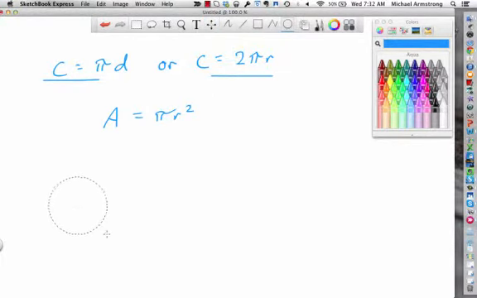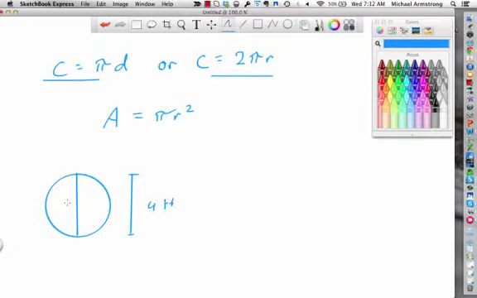So say we have a circle, and we have something like a line here to show how tall the circle is. This would be like a diameter. If we drew it in here, it ought to be the same. Okay, so we're going to say this is 4 feet. This is the same thing. It's 4 feet tall. And we're going to use the formula for area.